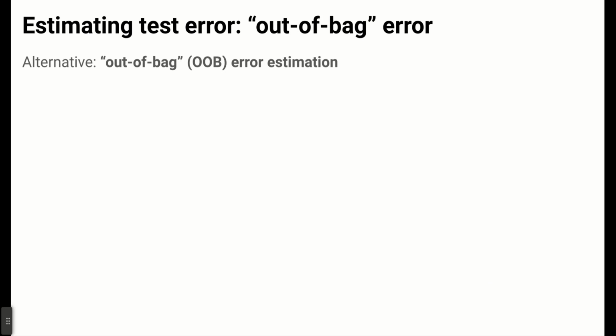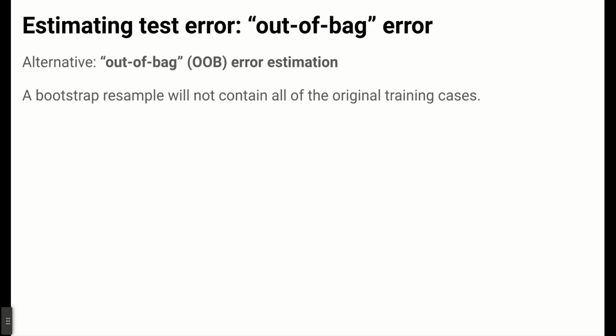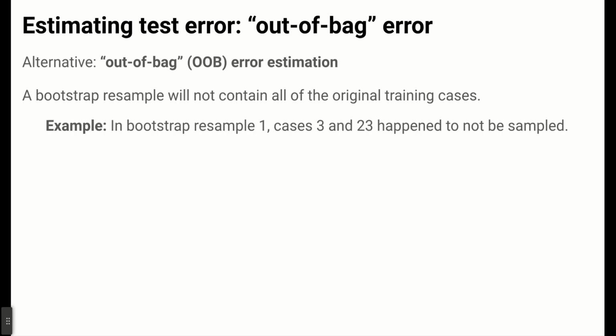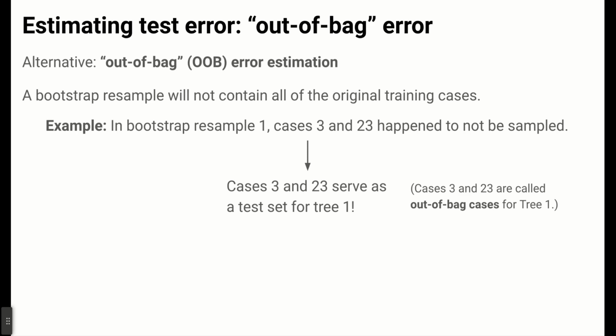Another method of error estimation is called out-of-bag, or OOB, error estimation. The idea behind this new method is as follows. When we bootstrap, a given bootstrap resample is generally not going to contain all of the original training cases. For example, in bootstrap resample number 1, the resampling with replacement was such that cases 3 and 23 happened to not be chosen. This means that cases 3 and 23 weren't used to build tree 1 and can be used as a test set for that tree. Cases 3 and 23 are also called out-of-bag cases for tree 1.